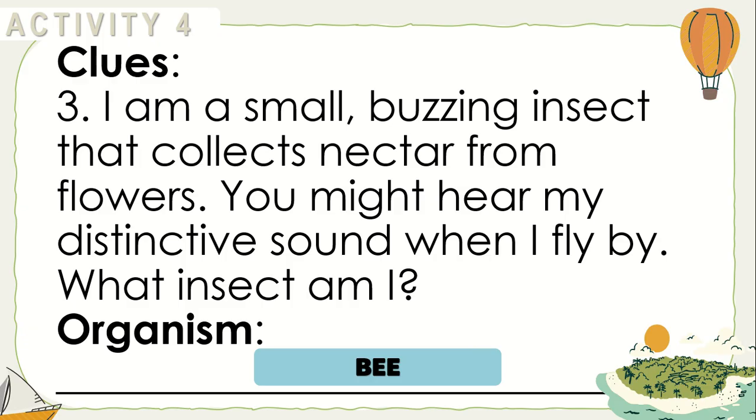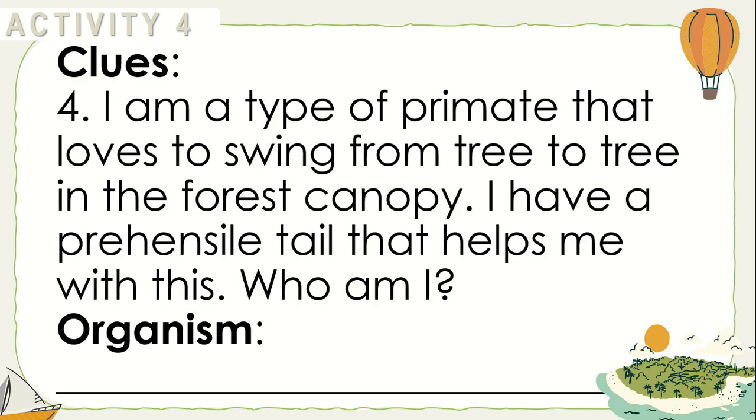Exactly. It is a bee. Number 4. I am a type of primate that loves to swing from tree to tree in the forest canopy. I have a prehensile tail and it helps me with this. Who am I? You're right. The answer is monkey.